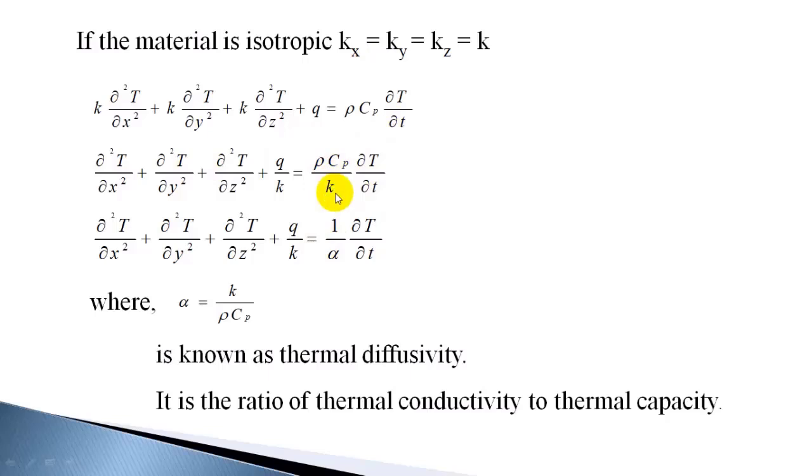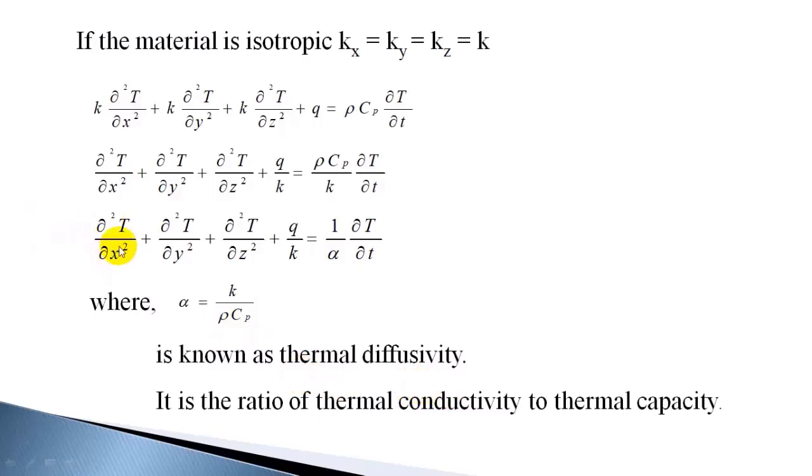Rho Cp by k. I'll take the rho Cp into the denominator. You will get 1 by k by rho Cp. And k by rho Cp will be replaced by alpha, which is generally known as thermal diffusivity. So 1 by alpha, where alpha is k by rho Cp. So you are getting the same term here. I have taken rho Cp to the denominator, and k by rho Cp is replaced by alpha, which is the thermal diffusivity of the material.